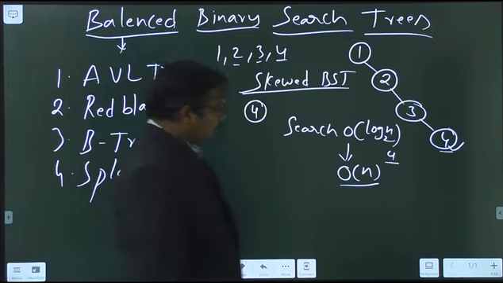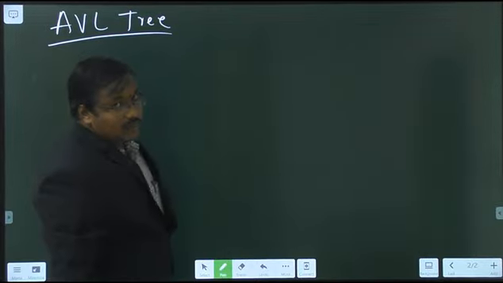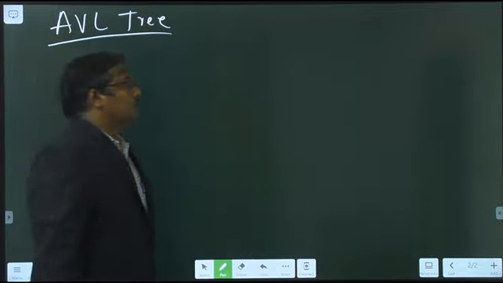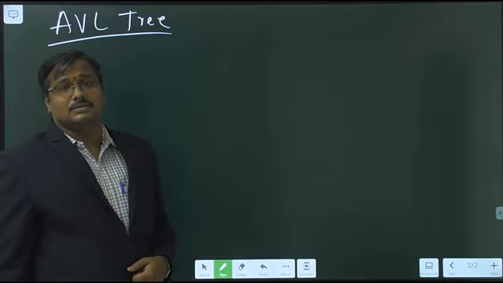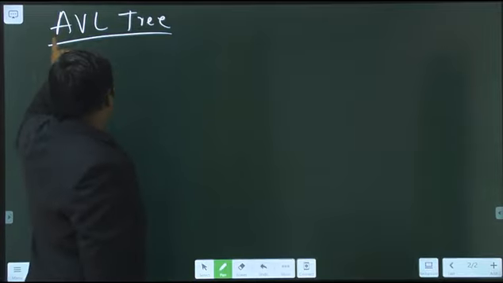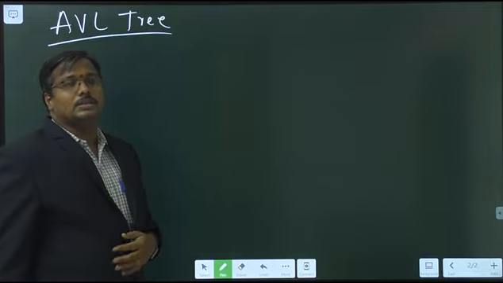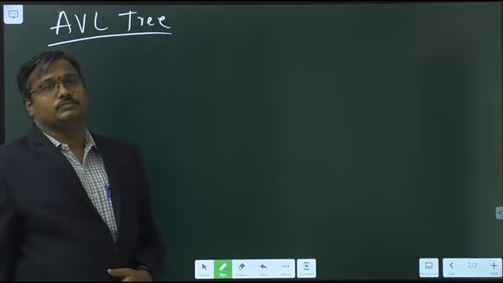So first we will move to what is an AVL tree. Another name for AVL tree is balanced binary search tree. How we are getting the name like this: it is from three different scientists, Adelson, Velsky, Landis. These are the starting letters of the three scientists' names, AVL tree.